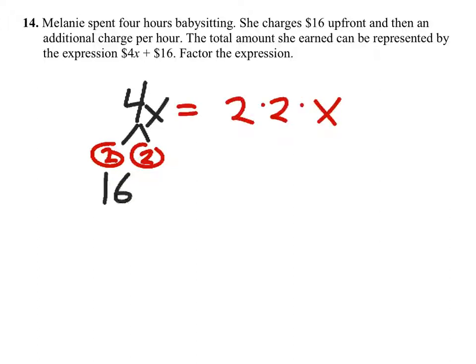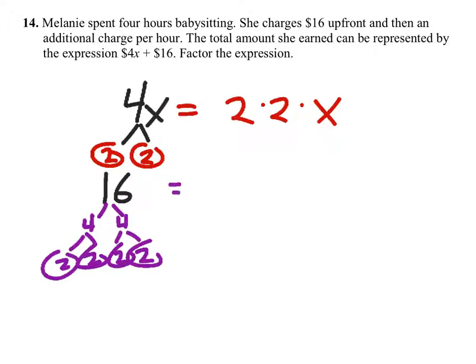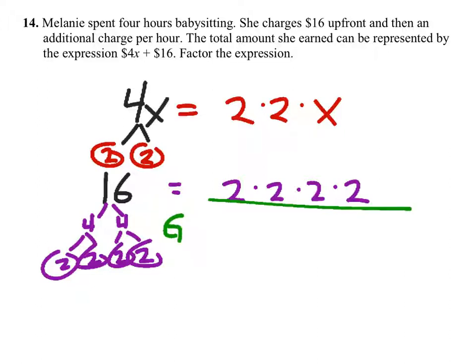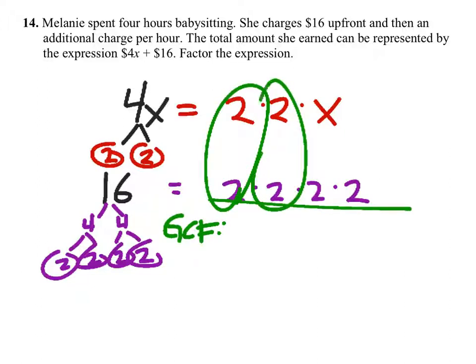And then we got 16 up in here, which splits up into 4 and 4, which each split up into 2 and 2. And so 16 ends up becoming 2 times 2 times 2 times 2. Now we want our greatest common factor, which is a pair of 2s in common. So 2 times 2 is 4.